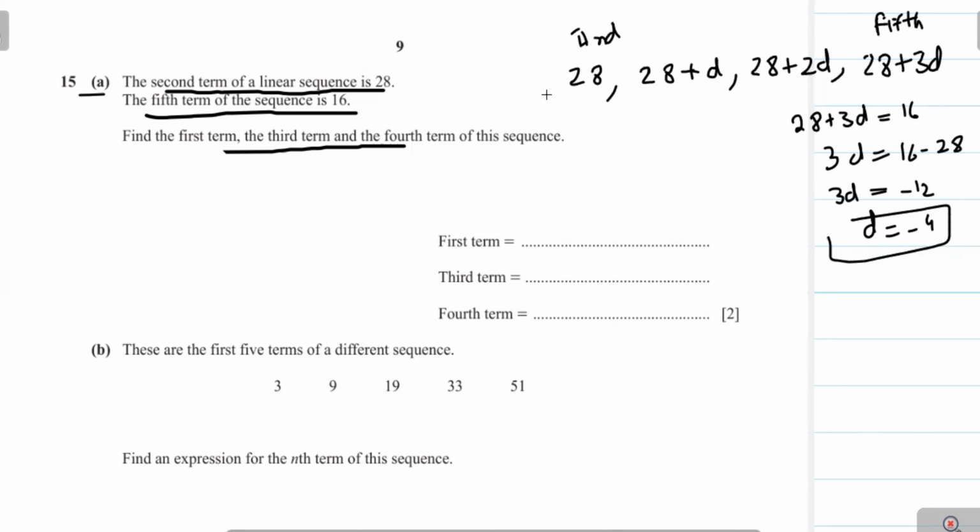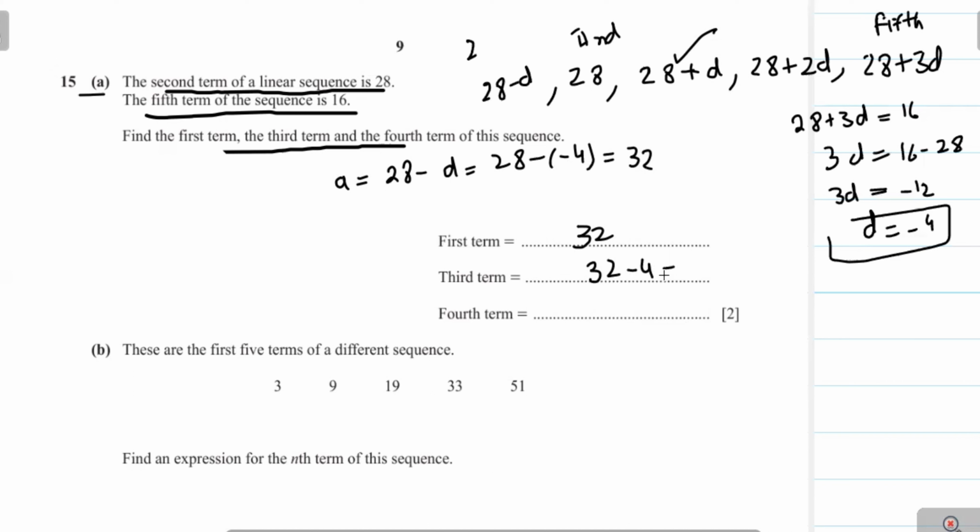Now, the first term: if we subtract this constant value from 28, we will get the first term, 28 minus D. This is 28 minus (minus 4), which will be equal to 32. This is the first term. And the third term, you see here, is 28 plus D. Therefore, 28 minus 4 will be equal to 24.